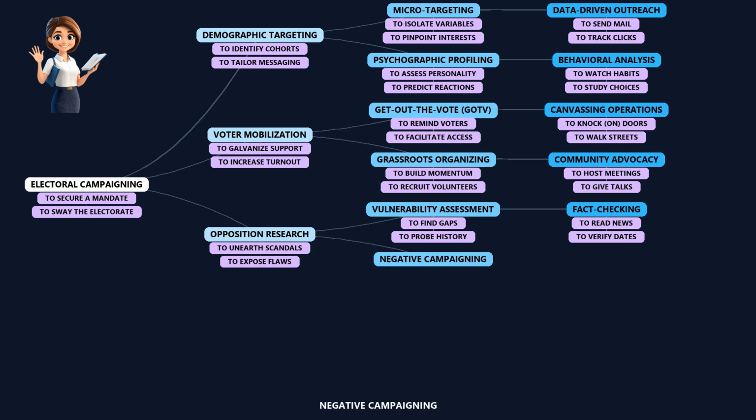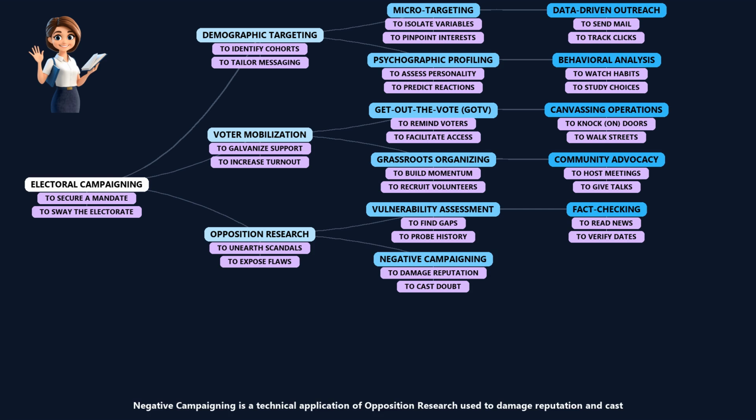Negative campaigning. Negative campaigning is a technical application of opposition research used to damage reputation and cast doubt on the rival's plan. In simple terms, this is focusing on the bad things about the other person.